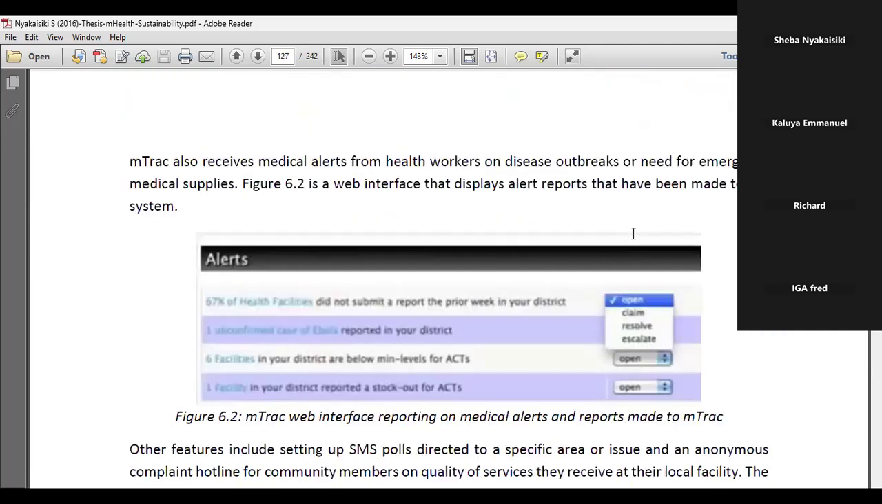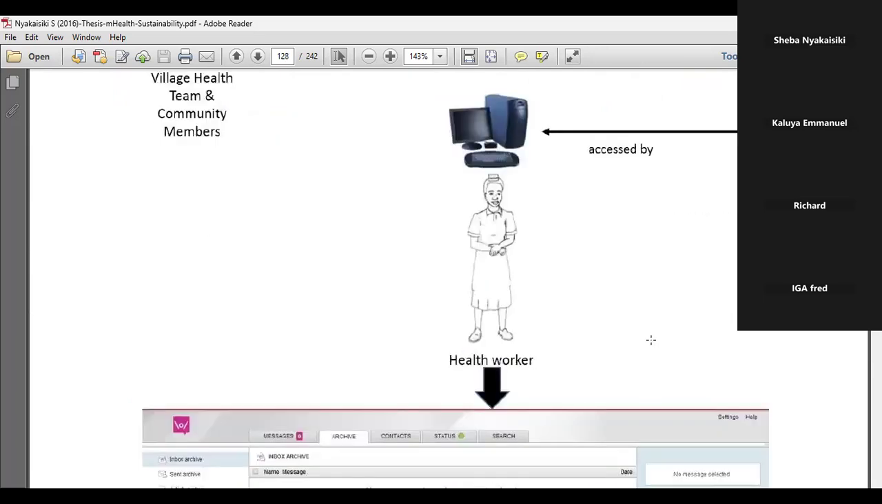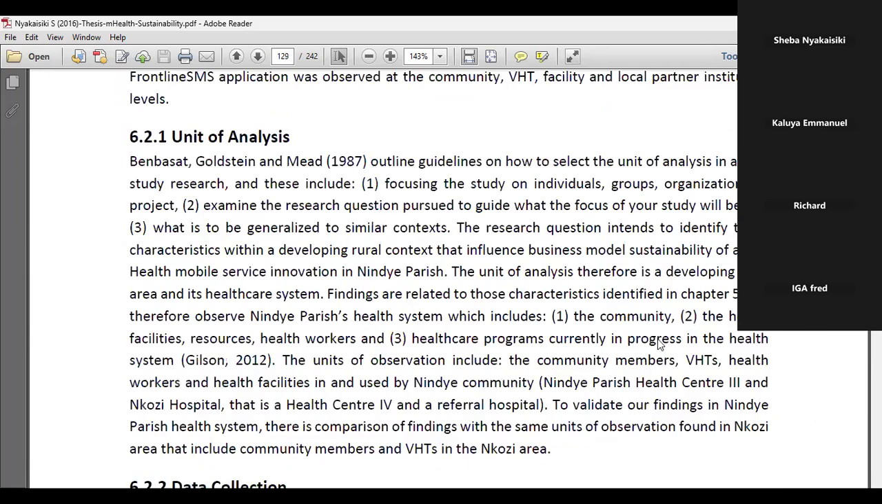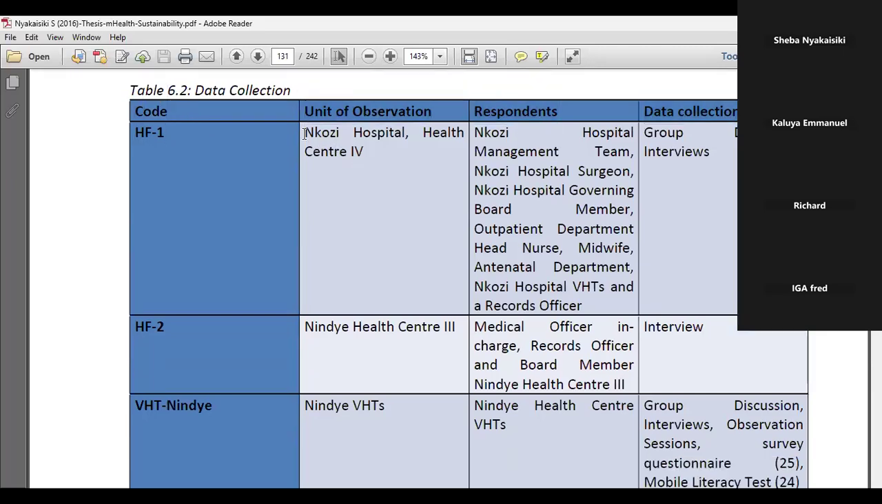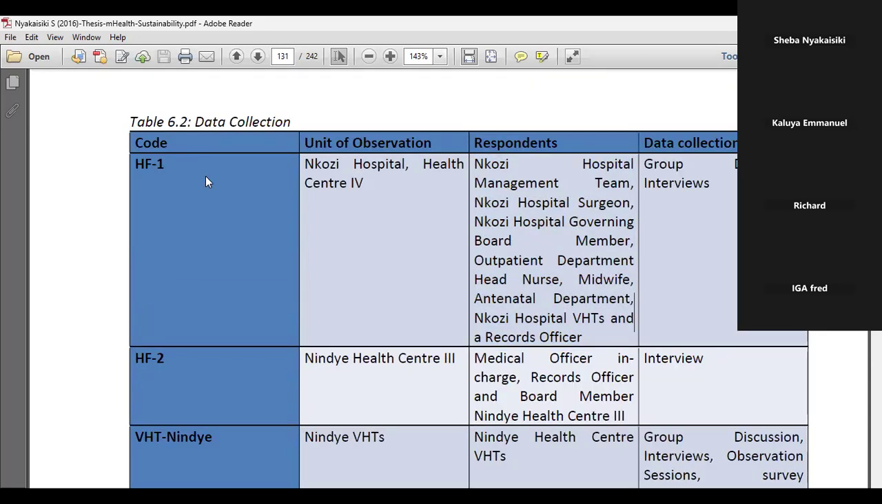If I have a table. Aha. Do you see here how I encoded my participants in this table? So I said HF1, unit of observation. This is in Nkozi Hospital Health Center. Then I say who my respondents were: Nkozi Hospital Management Team, Nkozi Hospital Surgeon, and so on and so forth. So here I say one of the participants in HF1, I would call it that. So you can't know who it is that you're talking about, even you yourself.